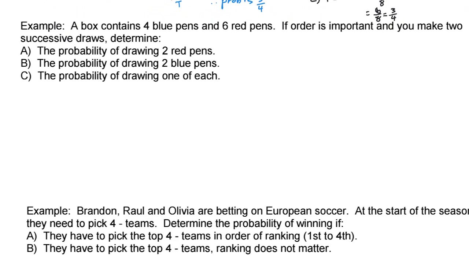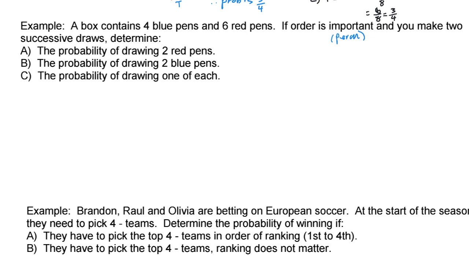So a box contains 4 blue pens and 6 red pens. If order is important, so the moment that it says order is important, we have to recognize, children, that this is permutations, right? Unless I explicitly say that order is important, you're going to have to figure that out yourself, right? This time, order is important for our sets, right? If order is important and you make 2 successive draws, then determine the probability of drawing 2 red pens.